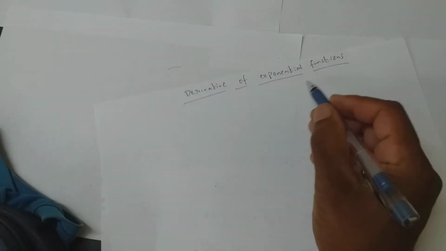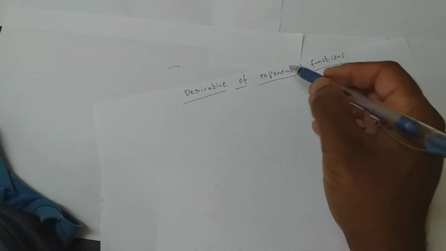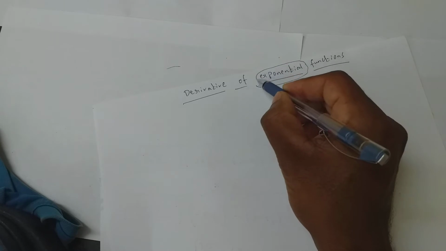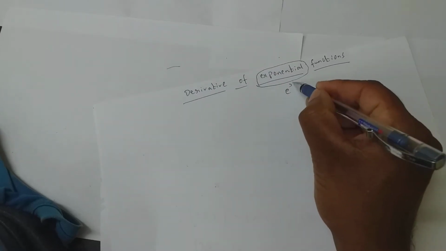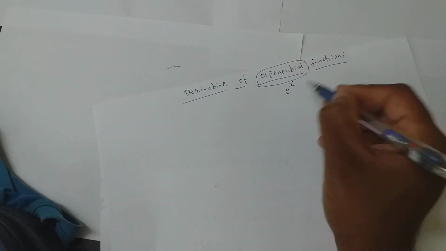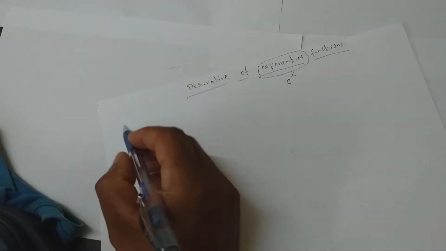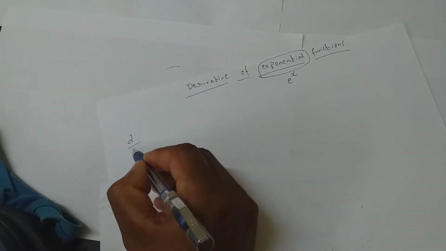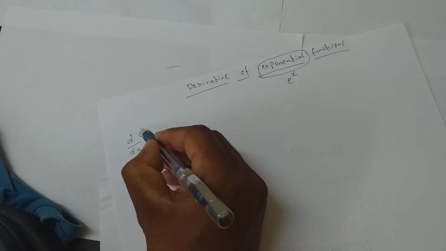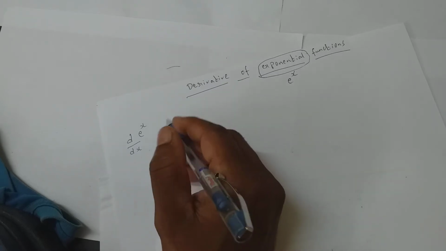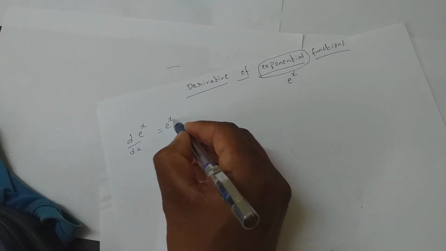Good morning students. In this video, we will be learning about the derivative of an exponential function. Exponential function means e power some x. How do you differentiate it? You just need to know this formula. d by dx when applied on e power x, your resultant is e power x only.